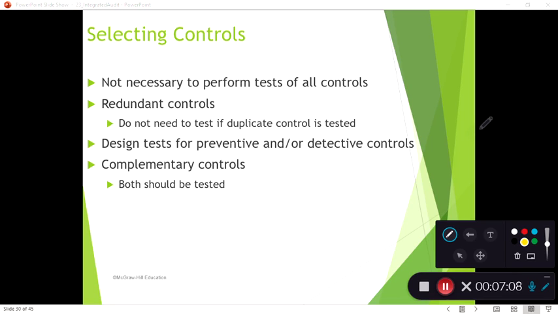All right, so looking at how do we select which controls to test, obviously we're not going to test all controls, and we don't have enough time, right? So how do we start paring down which controls to test? Obviously, if you have redundant controls, you don't need to test a duplicate control, right? You can test one, but you don't need to test another.